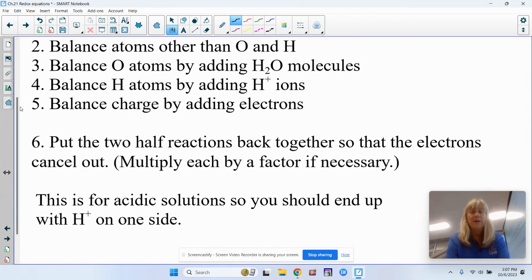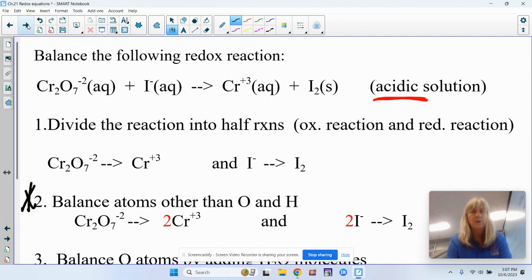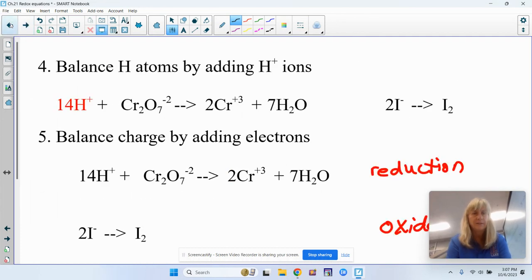So if you have this happening in acidic solution, you should end up with H+ on one side. If it's in basic solution, then we'll have to do an additional 2 steps. So let's go through the example. It's much easier when you see it.